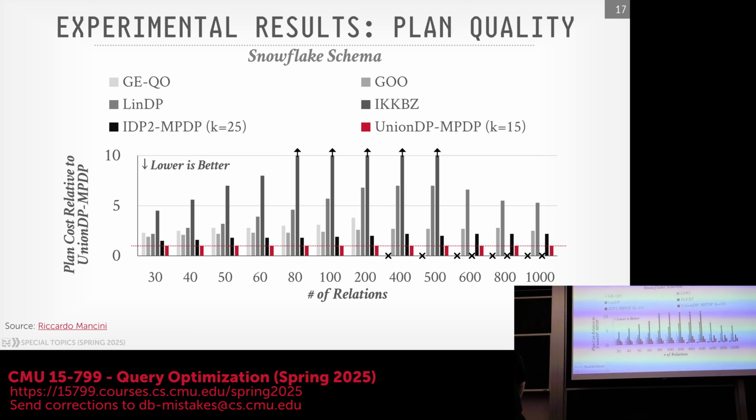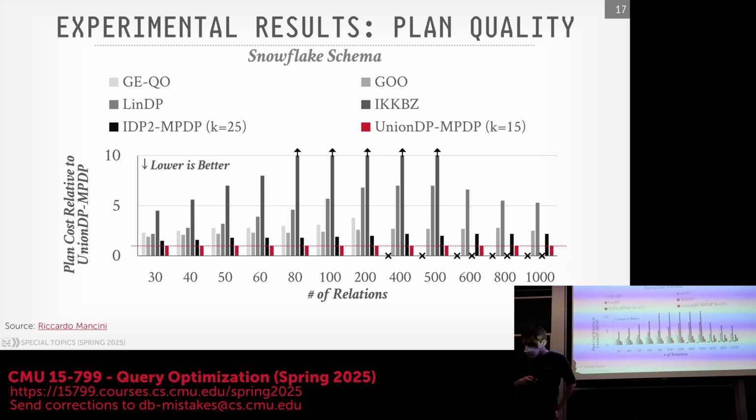This is a snowflake graph. The star graph, the star schema one, looks basically the same as well. But they don't have numbers on that. Interest of space. Yeah. It might be in the tech report, but I don't remember seeing it though.